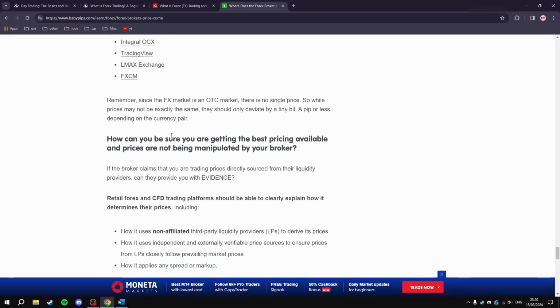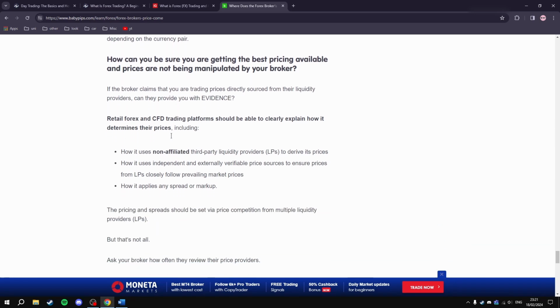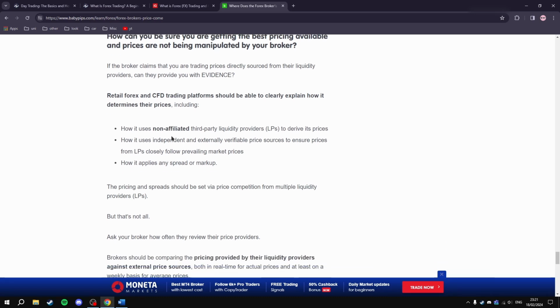Remember, since the FX market is an over-the-counter market, there is no single price, so while prices may not exactly be the same, they should only deviate by a tiny bit, a pip or less, depending on the currency pair. How can you be sure you are getting the best pricing available and prices not being manipulated by your broker? If the broker claims that your trading prices are directly sourced from a liquidity provider, can they provide you with evidence?